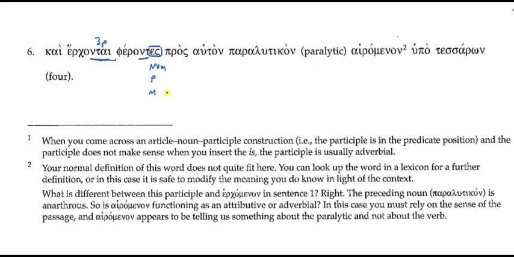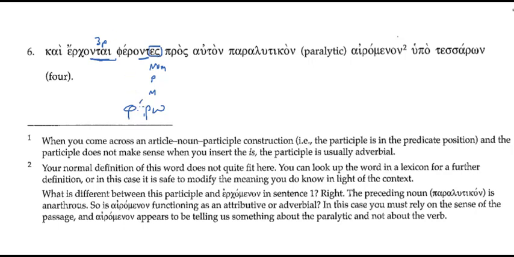Why not? What's the neuter plural nominative case ending? Third declension. Ah, alpha. That's right. So, and then ferentes, which tense stem is this? What's the lexical form of this verb? It's fero. That's right. So, you would say that this is which tense stem? The present stem. Absolutely. Okay.